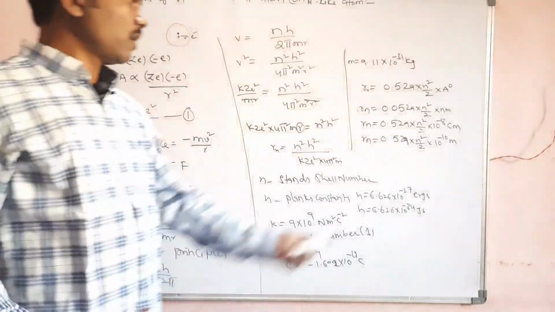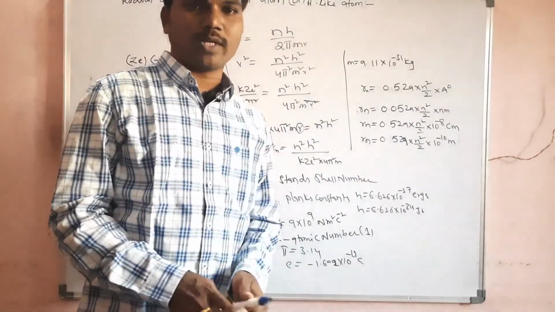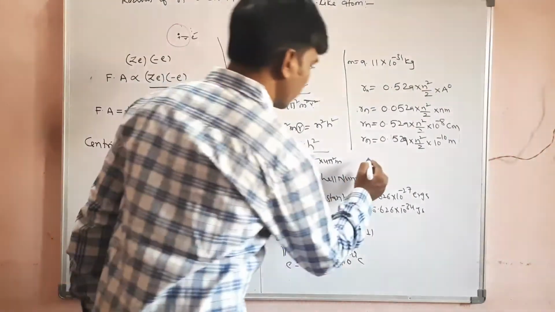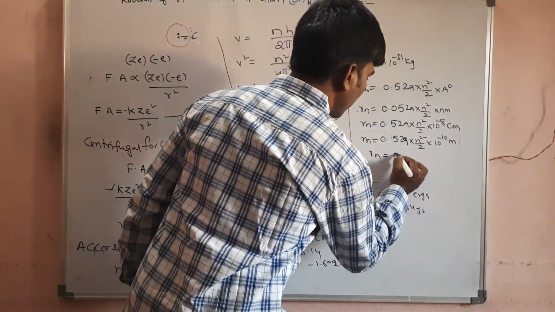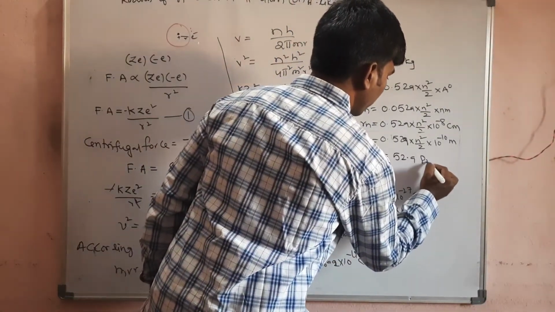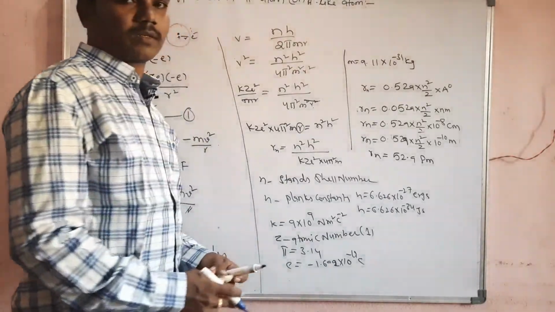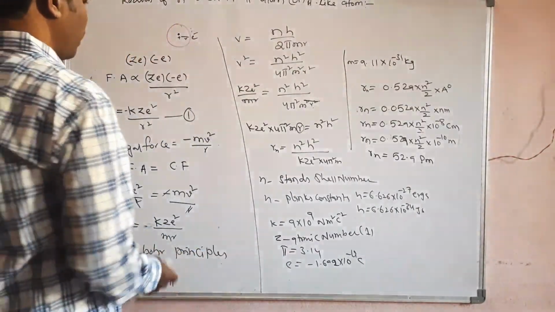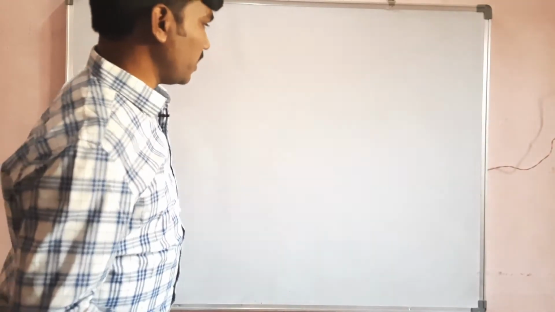No need to memorize, only remember these formulas. In picometers, Rn is equal to 52.9 picometer. PM stands for picometer. So this is the information regarding the derivation for the energy equation.